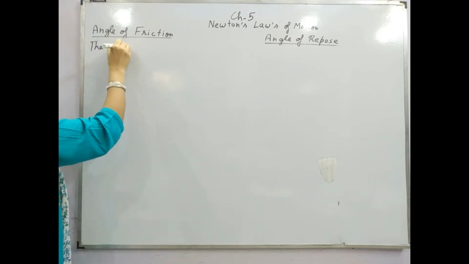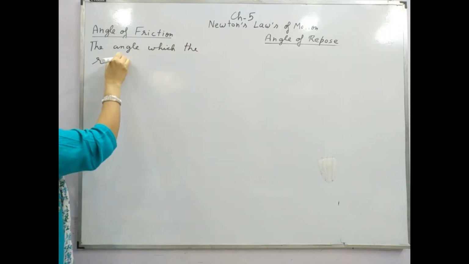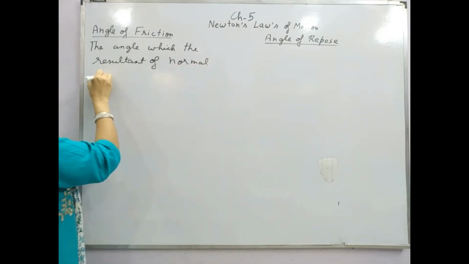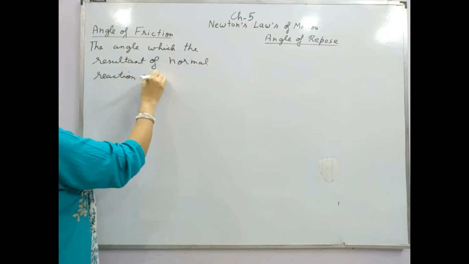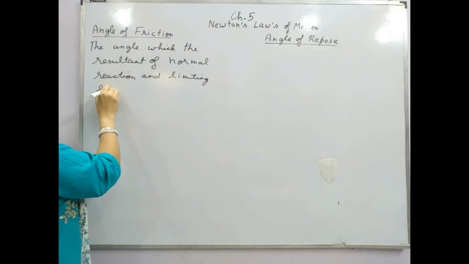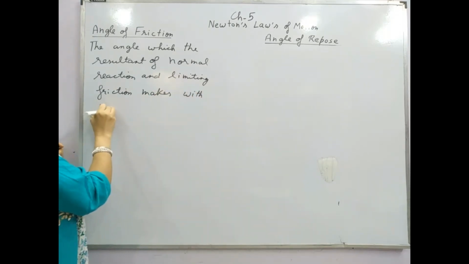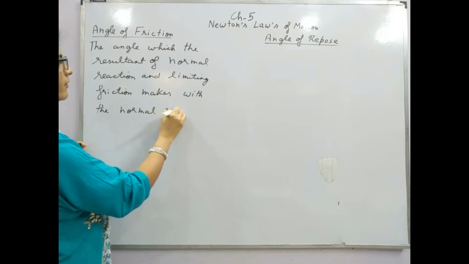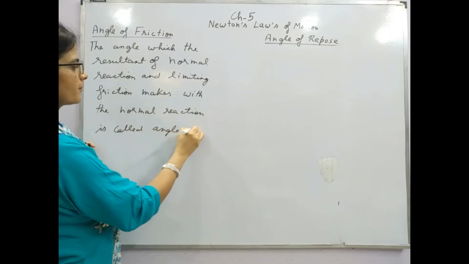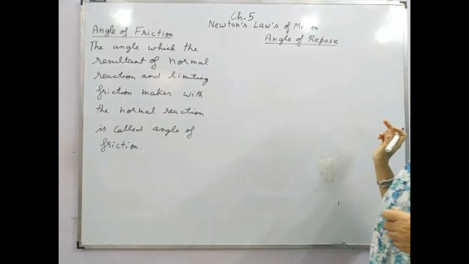The angle which the resultant of normal reaction and limiting friction makes with the normal reaction is called angle of friction, and this will be clear with the diagram. Okay, so first of all let me write the definitions of both.